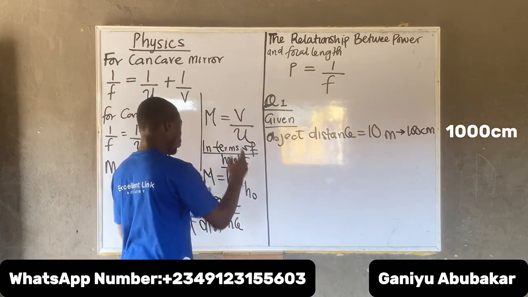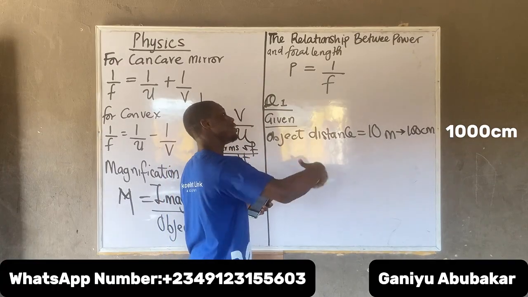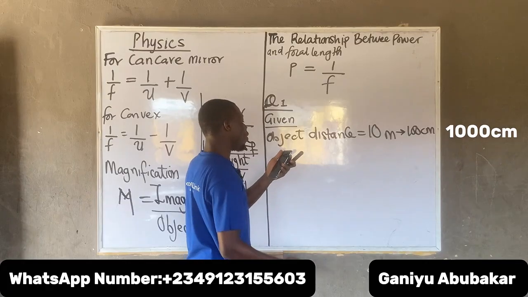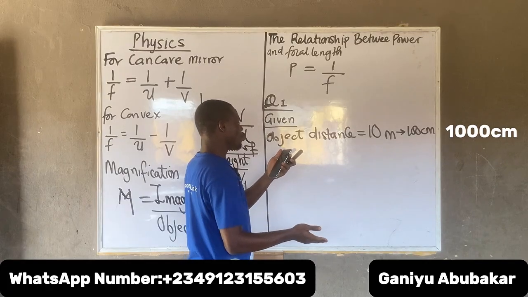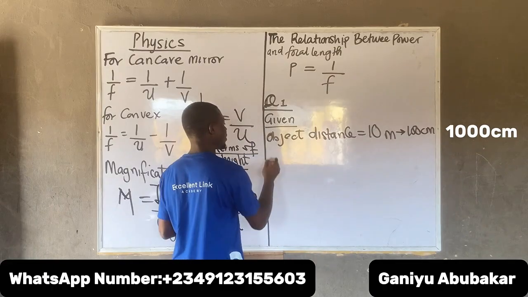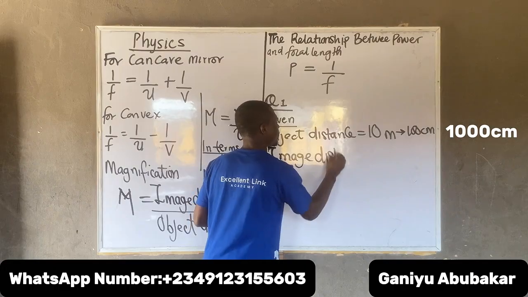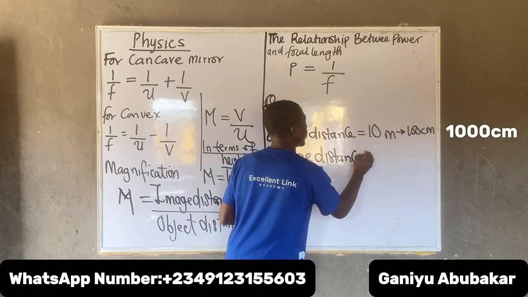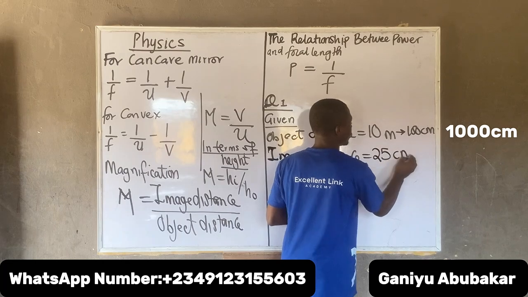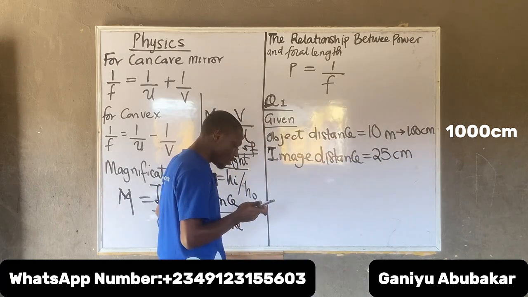So an object is placed 10 meters, that's the object distance, from a pinhole camera of length 25 cm. That's the image distance. The image distance is 25 cm. No conversion needed, it should be in cm.